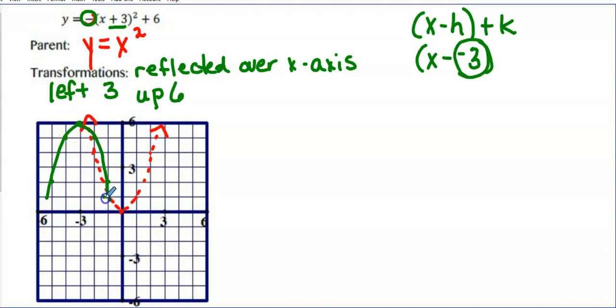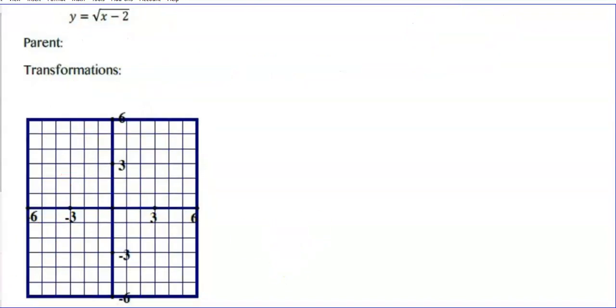So, oh, this is terrible. So it would look something like that. Okay, moving on to the next one. Here we have a square root function. Our parent function for a square root function is y equals square root of x. So I'm going to do the parent function on this one with you. So y equals square root of x.